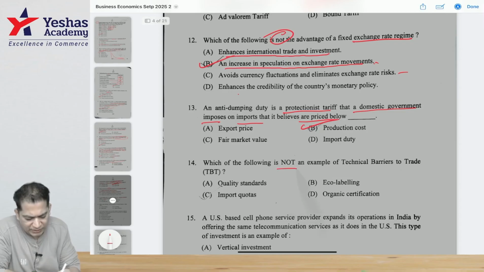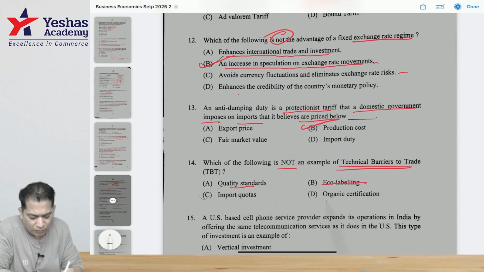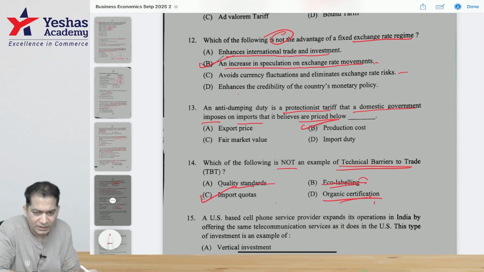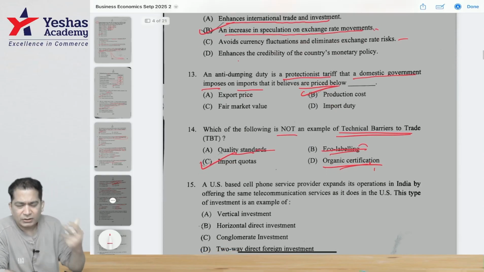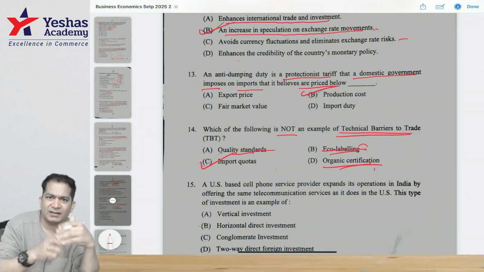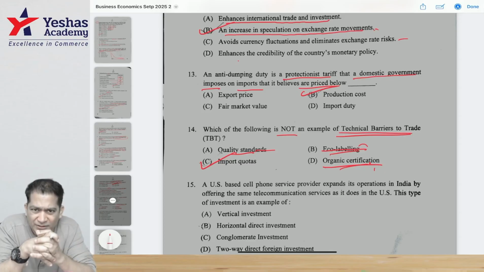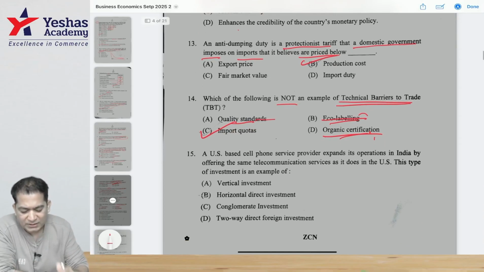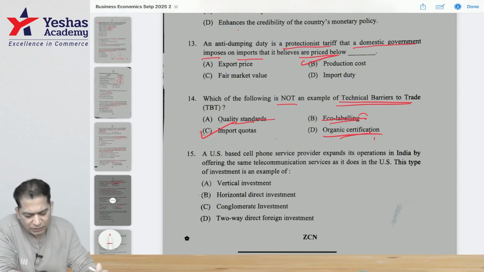Which of the following is not an example of technical barrier to trade? Technical means anything related to the product: quality standard, eco labeling, organic certification are all related to the product. They all are technical. Import quotas are non-tariff and non-technical. I've told you that non-tariff measures can be divided into technical and non-technical. Technical is with regard to the product itself, right? Non-technical is with regard to the process of import. So import quota is related to the process of import, so it's non-technical.